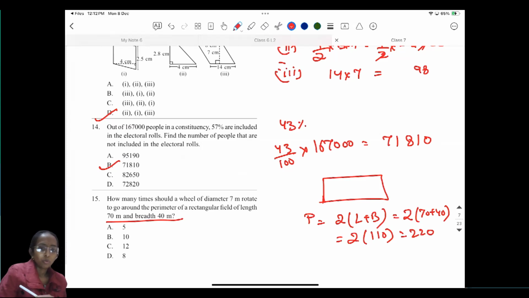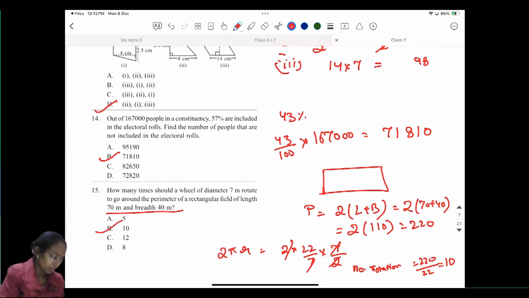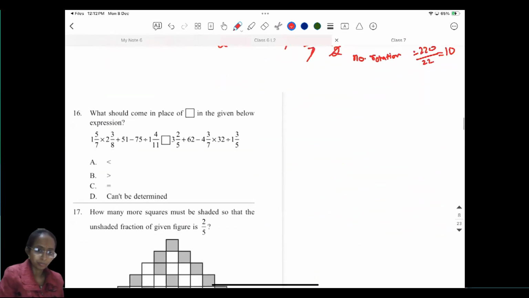Now, in one time, the wheel will cover the distance of its circumference. So, that is 2 pi r, or we can say that 2 into 22 by 7 into, diameter is 7, so radius is 7 by 2. That means 22 meters it will cover in one rotation. So, the number of rotations will be 220 divided by 22, that is giving us 10 total rotations. That means B is the correct option.